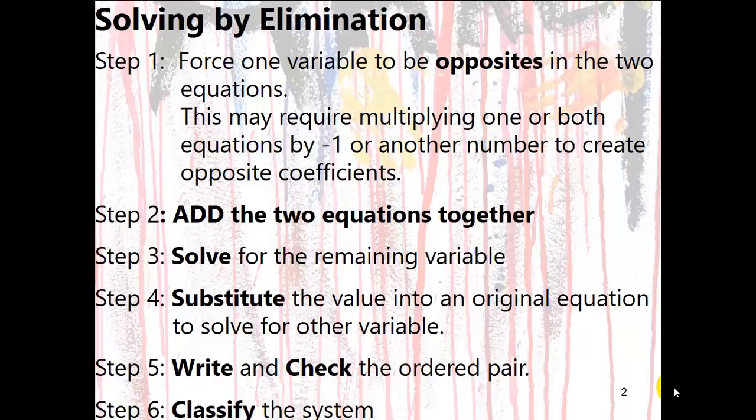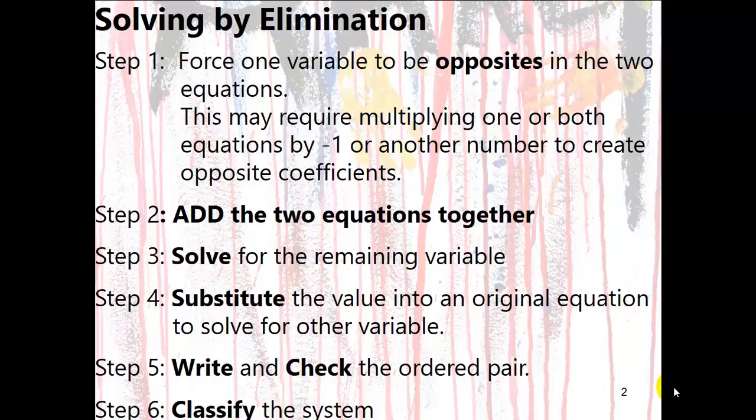Then step two, once you get opposite coefficients on a variable, add those equations together. That's going to eliminate that variable immediately. Then you're going to solve for the remaining variable. Then you're going to back substitute to find the value of the second variable. Check that answer and then write your solution, and then classify it. Same thing as with substitution.